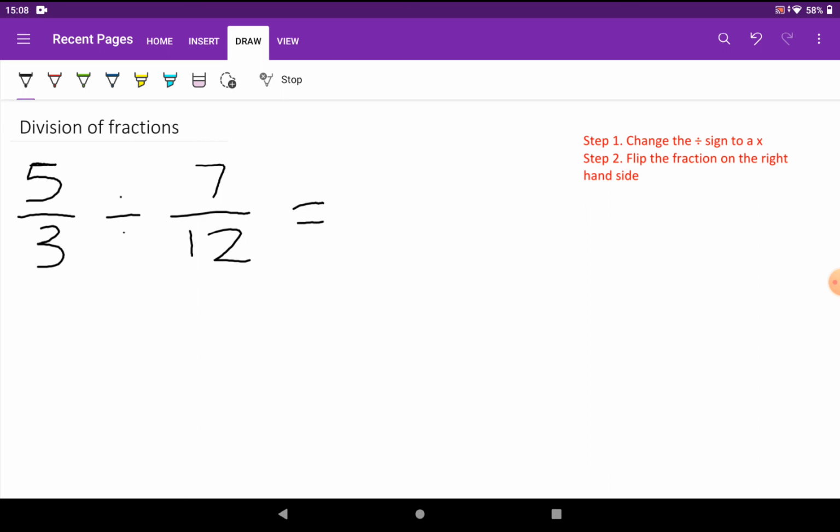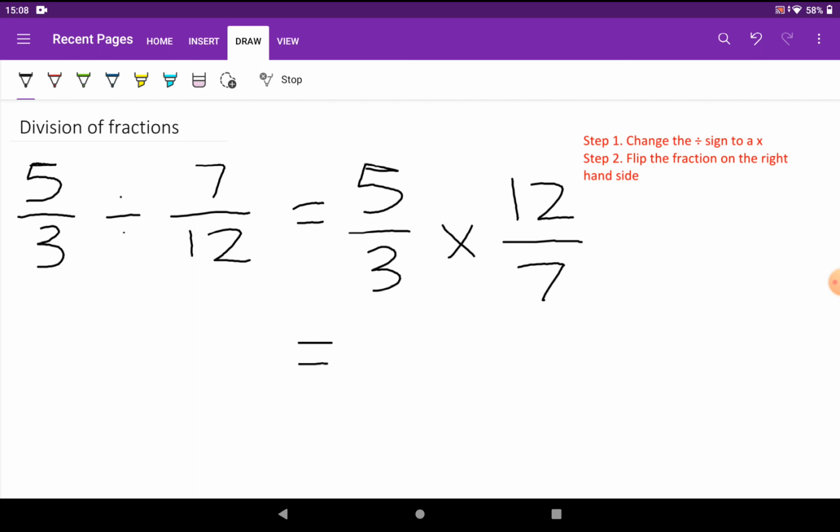Okay, so step 1 is we need to change the division sign to a multiplication. We'll rewrite this out. Let's change it to a multiplication. The next step is to flip the fraction on the right hand side. This is the 7 divided by 12 fraction. To flip it, we put the 12 on the top and the 7 on the bottom. Now this is just like the multiplication examples we were doing before. You just multiply across to get the answer.